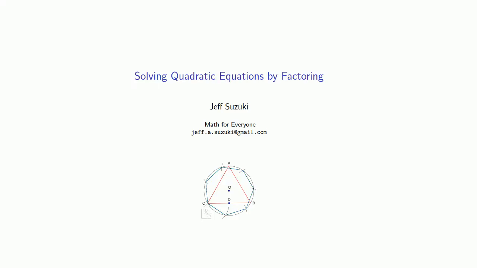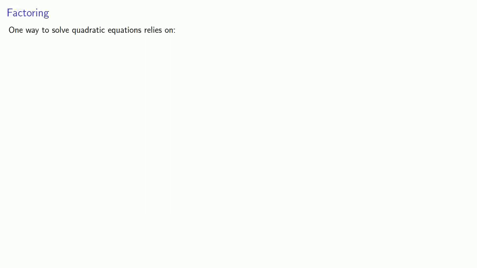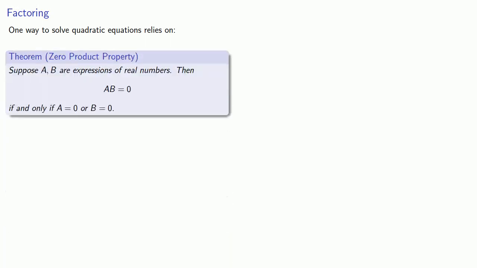So how can we solve a quadratic equation? Well, one way is to use factoring. One way to solve quadratic equations relies on what's known as the zero product property of real numbers. Suppose A and B are expressions of real numbers. Then the product AB equals zero if and only if A is zero or B is equal to zero.